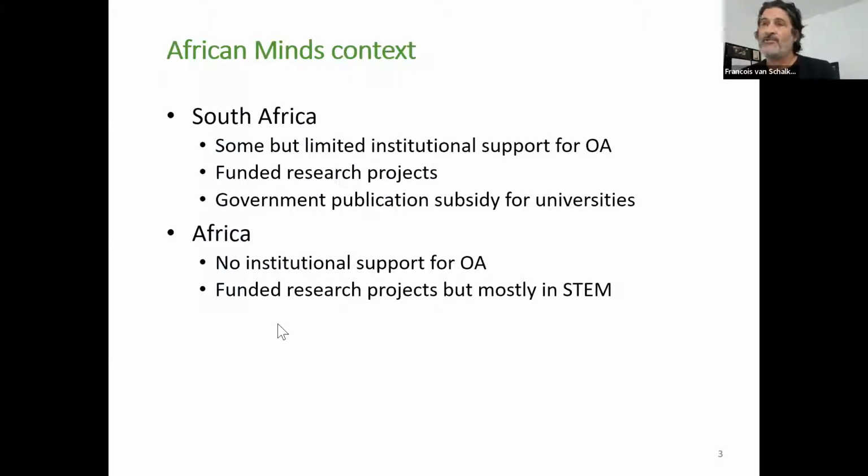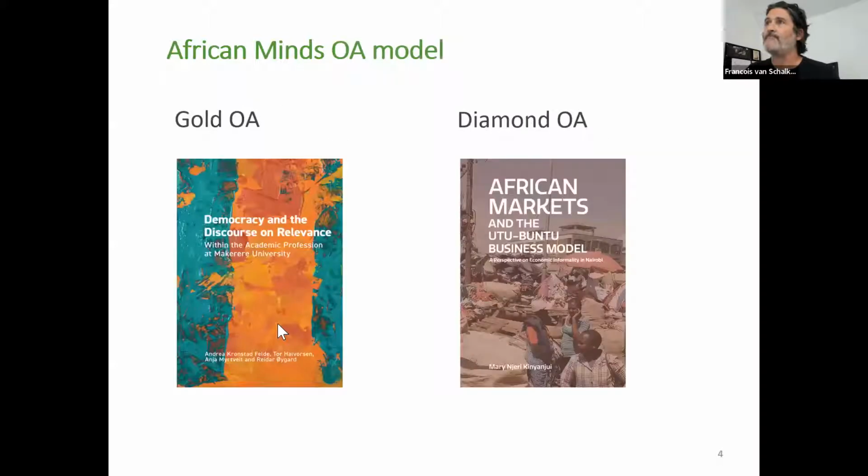There's very little institutional support for open access, if any, and a lot of the funded projects are in STEM fields rather than in the humanities, where books are not that important. So that makes it a particular challenge for us working with academics in Africa.